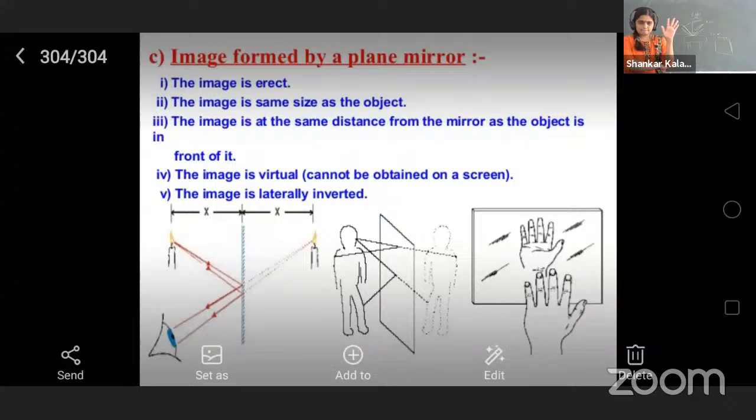Ma'am, but when we stand straight, we look inverted. Okay, if you stand like this, it looks opposite. But the object will be the same size. You will not look very fat or very thin in the plain mirror.